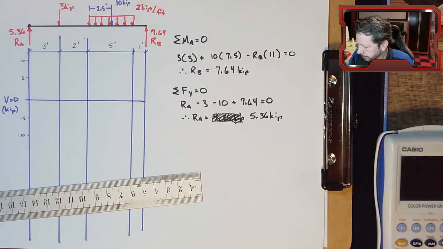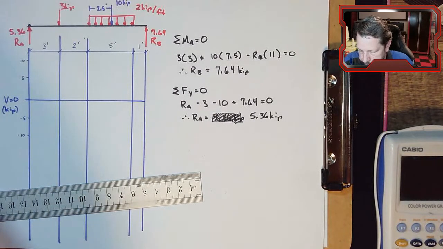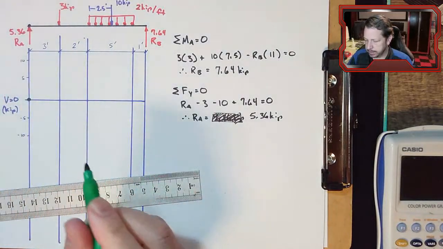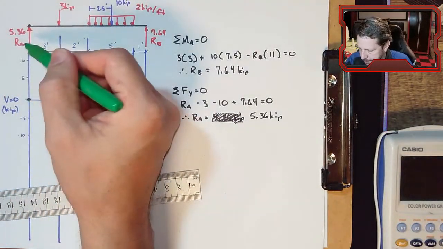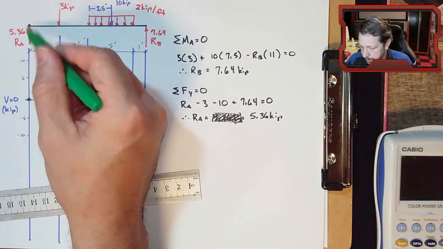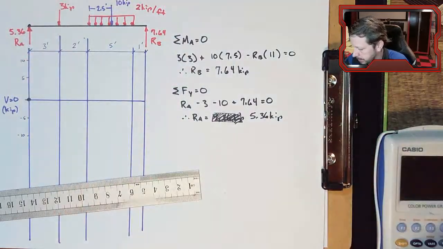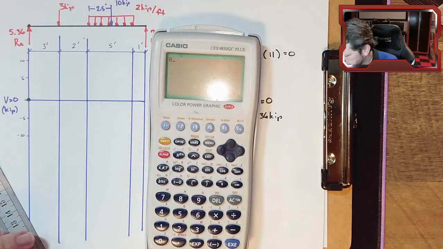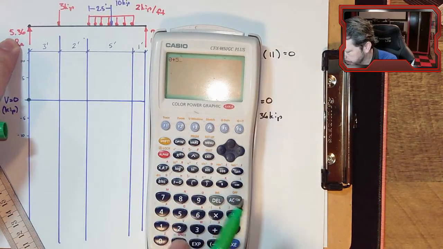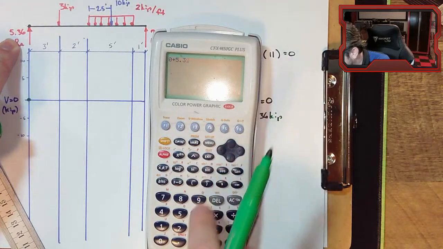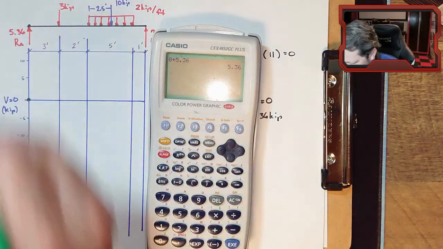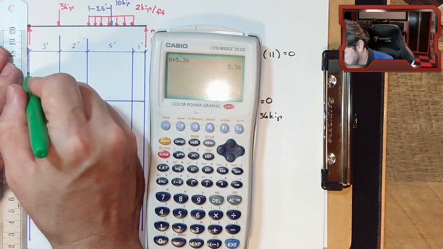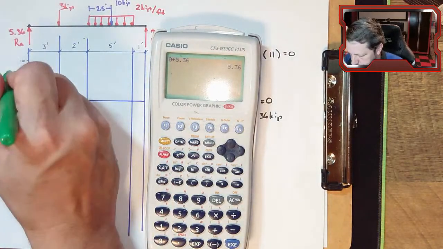All right. Now we need to start at 0. The very first thing that happens is we encounter the reaction at A, which is a point load going up 5.36. So it's a good idea to keep a running total in your calculator. We're at 0. We add 5.36, which gets us to 5.36. And it's a step change. Point loads create step changes.